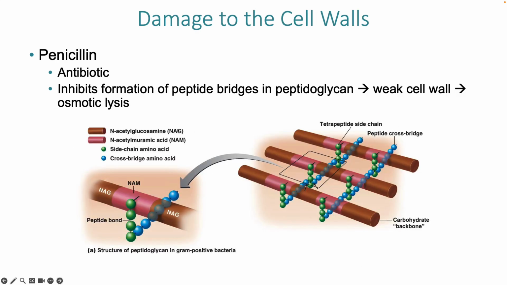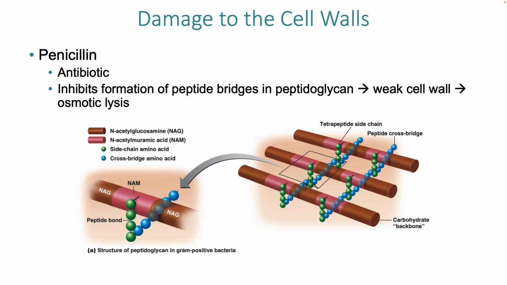So penicillin is an antibiotic. What it does is it interferes with the peptide bond formation. So it prevents strong cross-linking. So it makes the peptidoglycan weak. And when the peptidoglycan is weak, they can't synthesize it in the correct way. They're more likely to be susceptible to osmotic pressure, and they're more likely to lyse.